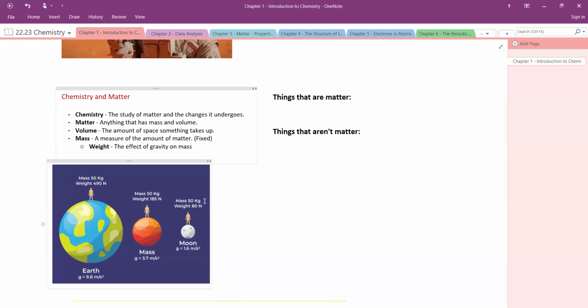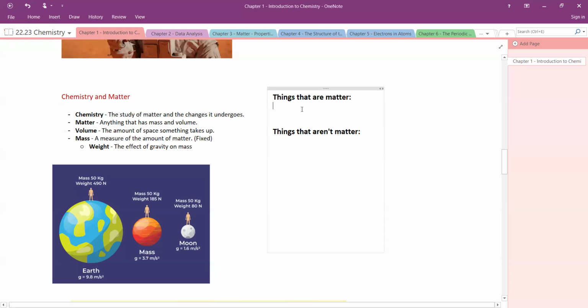If we are on Earth, that person maybe has a weight, or that feel of gravity pulling them onto Earth, of 490 newtons. If they go to Mars, a much smaller planet, maybe their weight is only 185 newtons. So their weight is less, even though the mass is the same. That's because the planet is smaller, less attraction. And then if we go to the moon, even less weight there, only 80 newtons for the same person. Again, a smaller planet, less pull on that mass. Okay, so mass and weight are different. Please don't use them interchangeably.